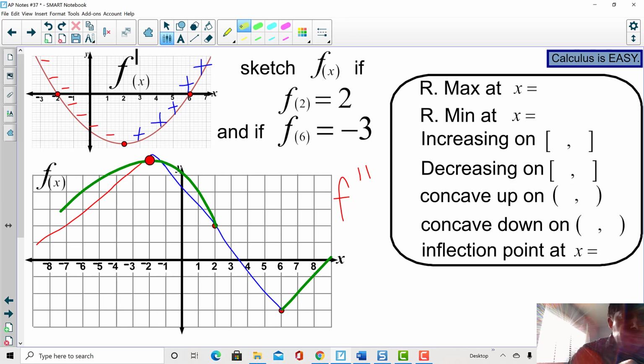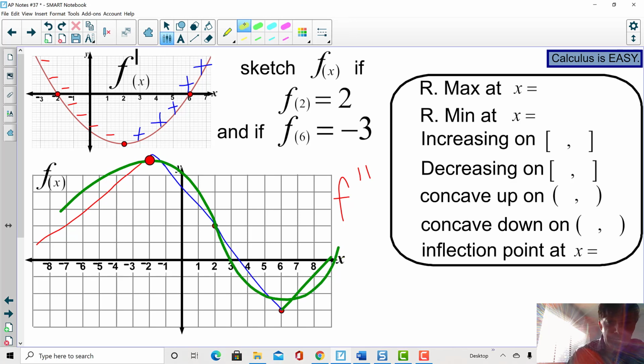And notice when x is greater than 2, our original function is going to be concave up because the second derivative is positive when x is greater than 2. So let's do that. Now remember, the minimum still has to be at x equals 6. So let's try to fix it a little bit better. Something like this is okay.